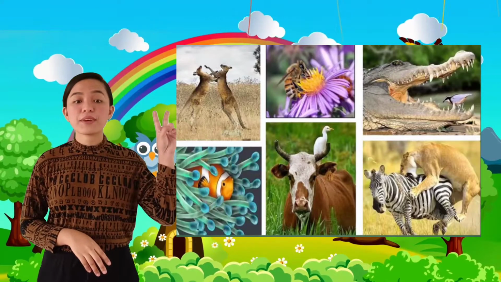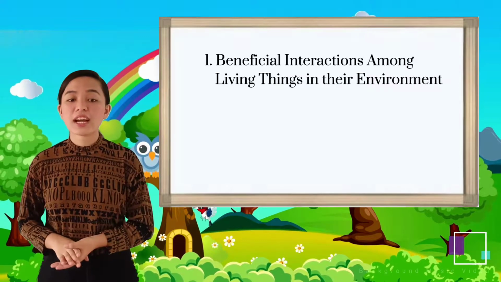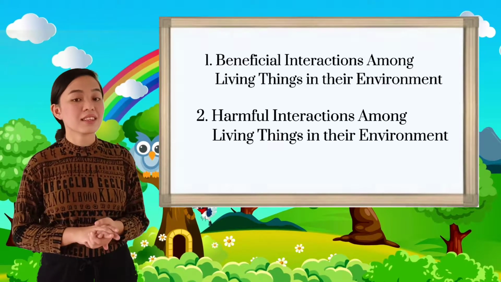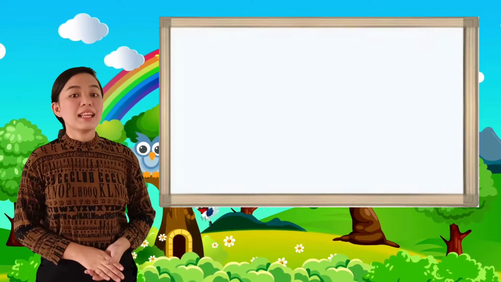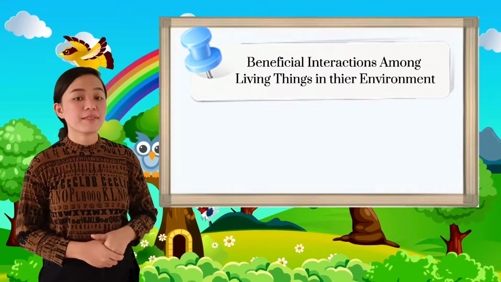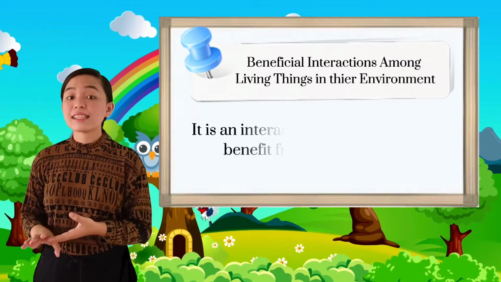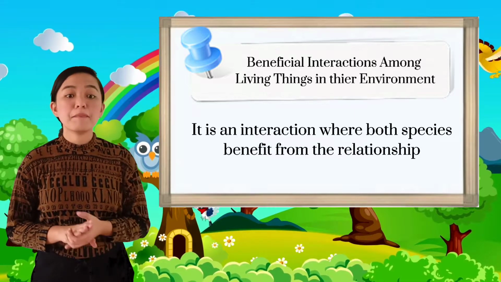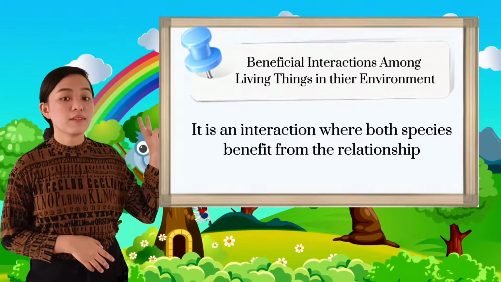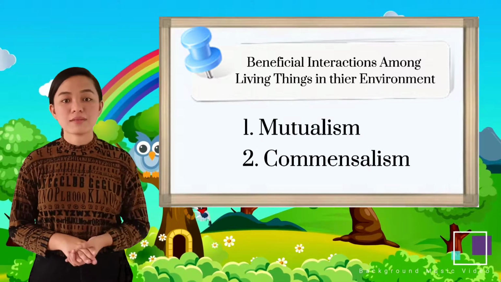And there are two types of interactions among living things in their environment, namely the beneficial interactions and the harmful interactions. Let us first tackle the beneficial interactions among living things in their environment. Beneficial interactions are interactions where both species benefit from the relationship. And there are two types of beneficial interactions, the mutualism and the commensalism interaction.